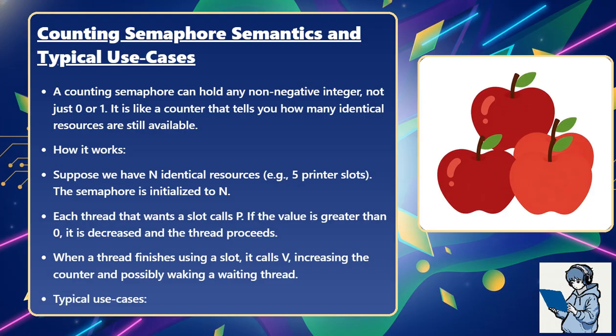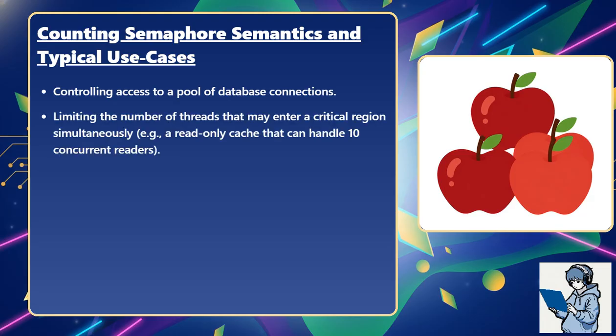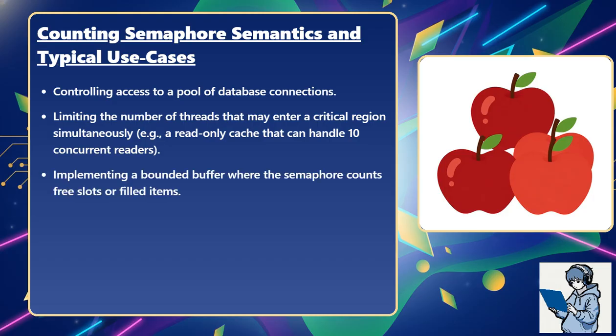Typical use cases: controlling access to a pool of database connections. Limiting the number of threads that may enter a critical region simultaneously, for example, a read-only cache that can handle 10 concurrent readers. Implementing a bounded buffer where the semaphore counts free slots or filled items.